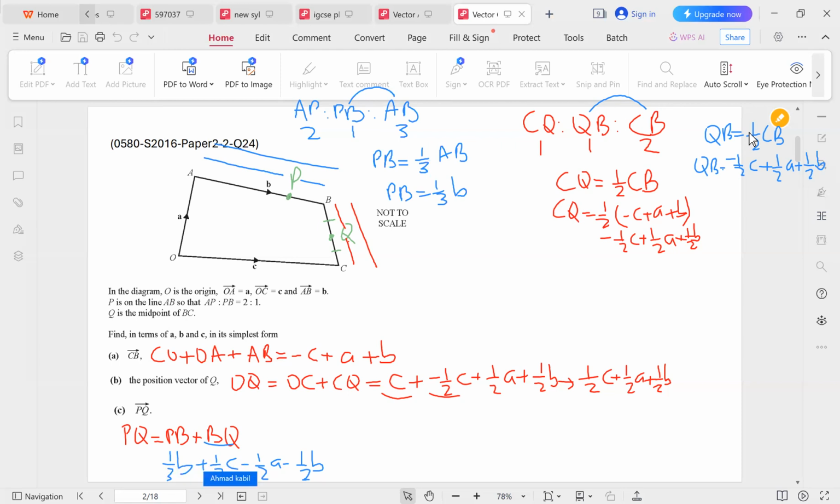And we add them up and we simplify. So we have 1 over 3 minus half. That would give us negative 1 over 6. So negative 1 over 6B plus half C minus half A. And that would be the final answer. Let's circle our final answers.